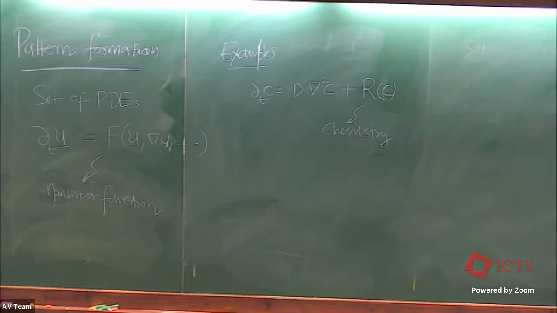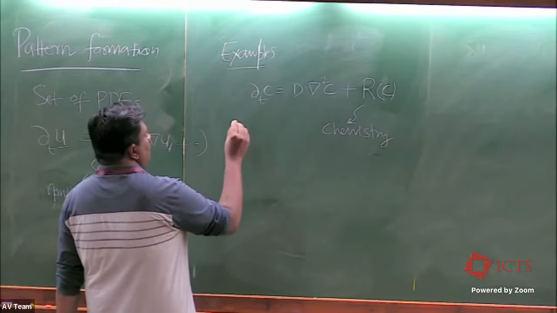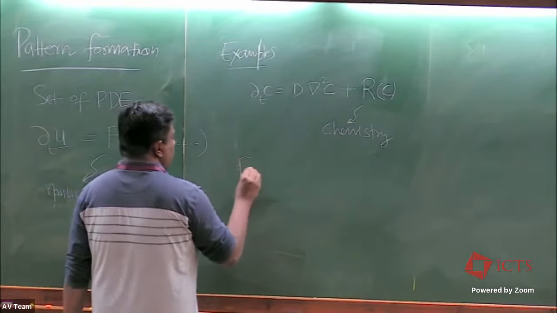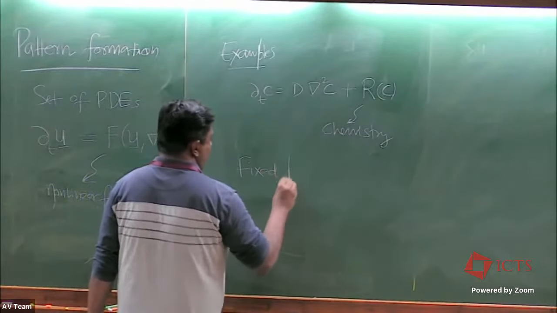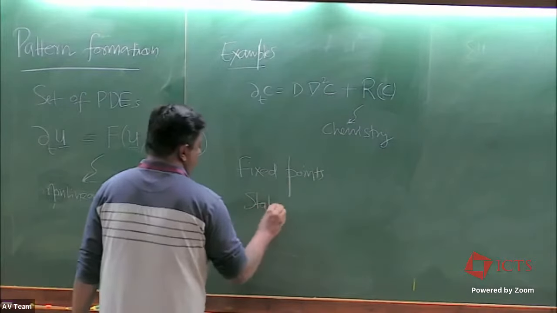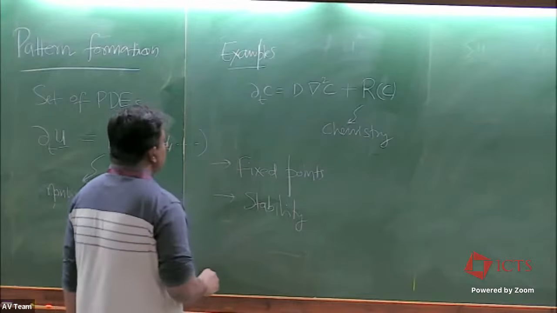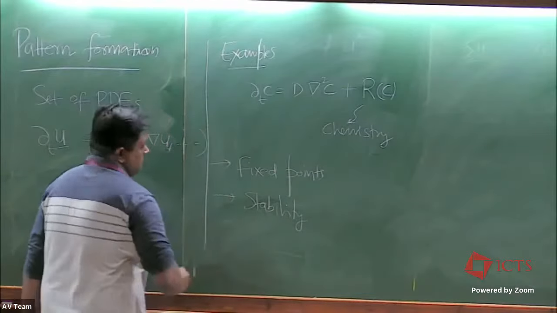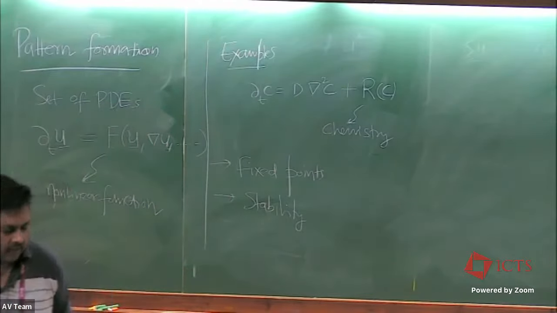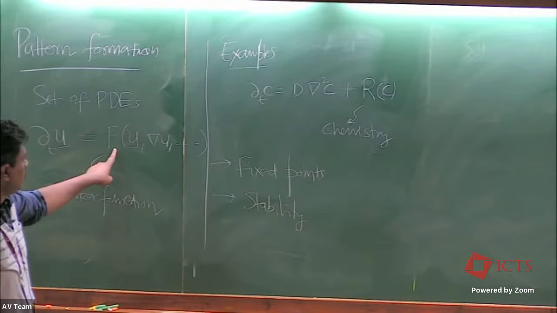So the general setup is still the same, that you can look at the fixed points and you want to look at their stability. Okay. Now there is a problem. In the ODE case, when I said fixed points, I basically meant you look at the solution of f equal to 0.